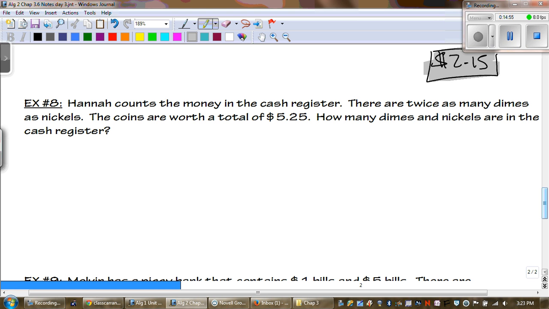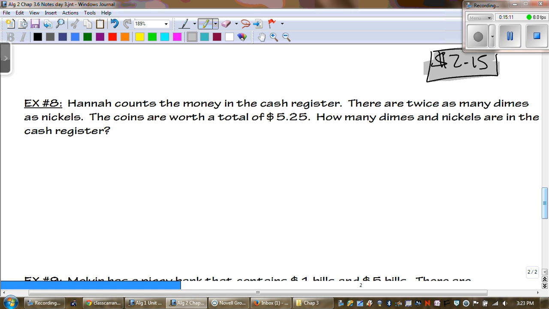Example number 8 says Hannah counts the money in the cash register. There are twice as many dimes as nickels. The coins are worth a total of $5.25. How many dimes and nickels are in the cash register?